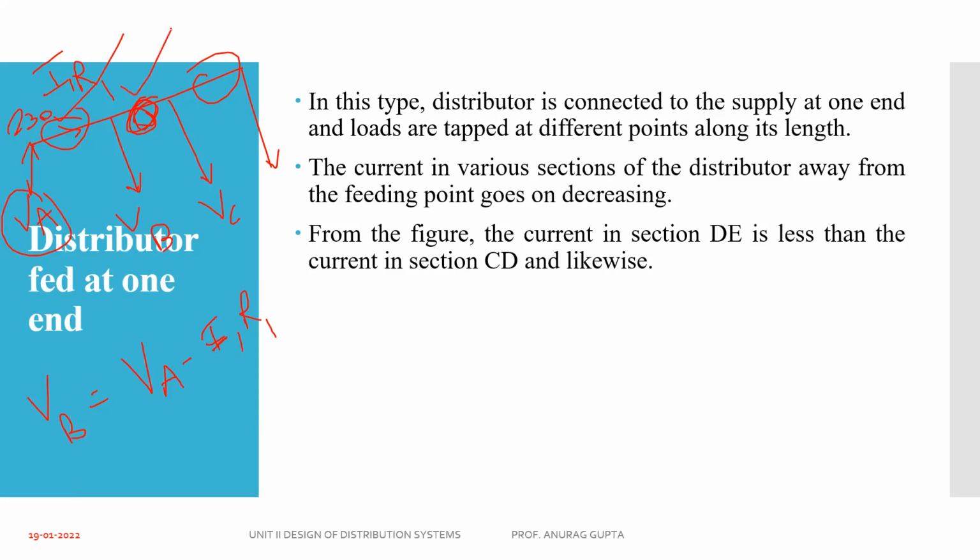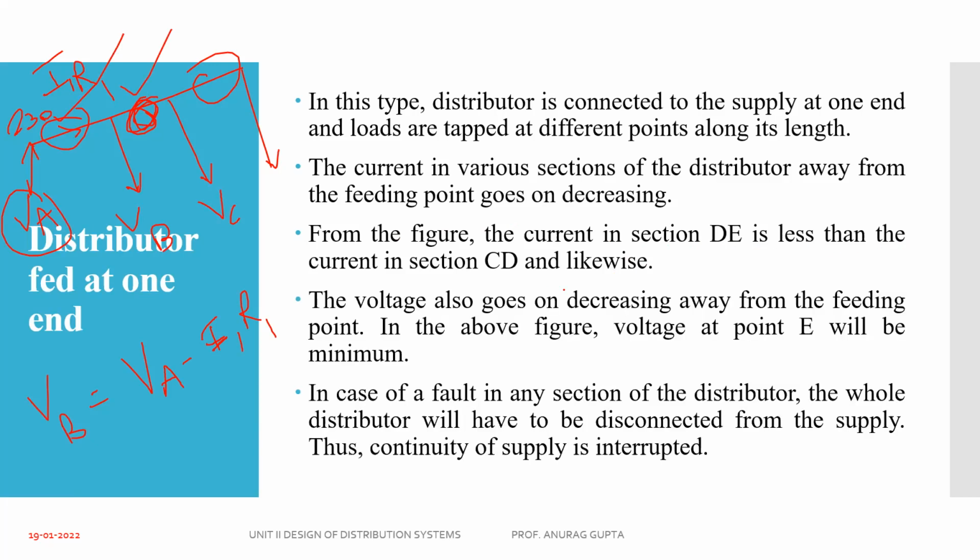So the thing is that the voltage drop will be increasing, because the current will be decreasing. From the figure, the current in section DE is less than the current in section CD, and likewise. This figure I will show later. Suppose this is your D point, and this is your E point.